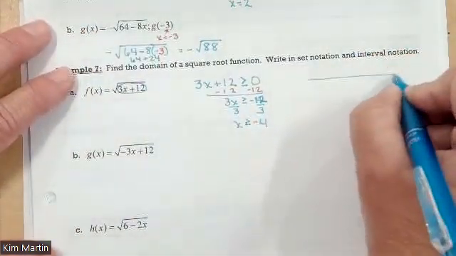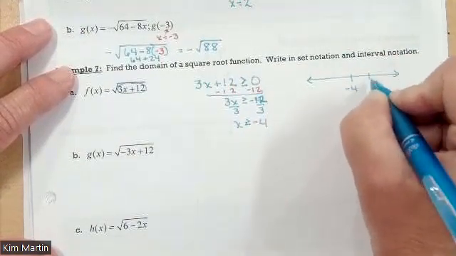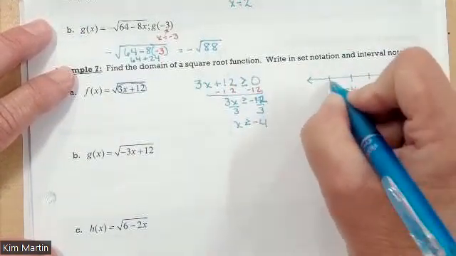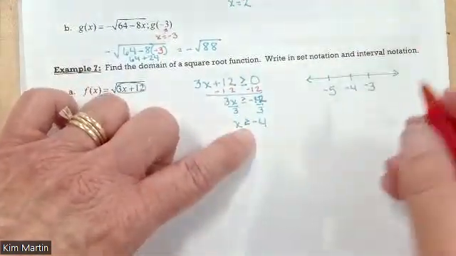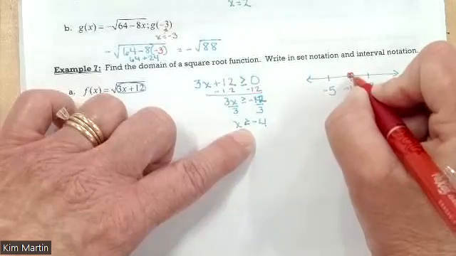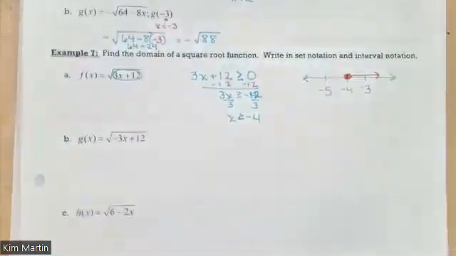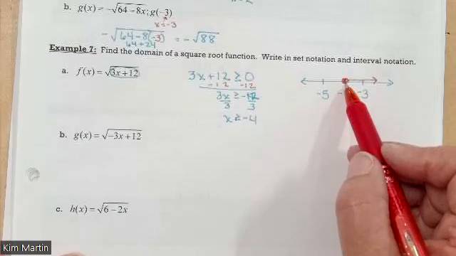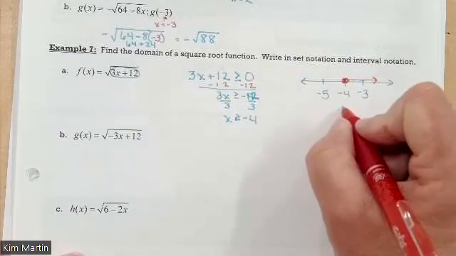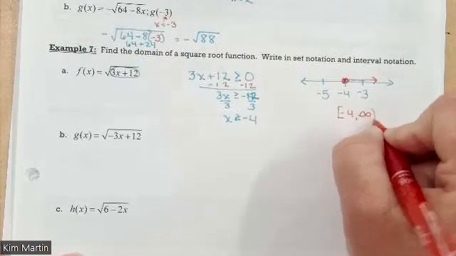Now, to do interval notation, here's negative 4, here's negative 3, here's negative 5. It's a closed circle at negative 4, and everything greater than that goes that direction. Because we have to write this in interval notation, it's a bracket at negative 4, and it goes to infinity with a parenthesis.